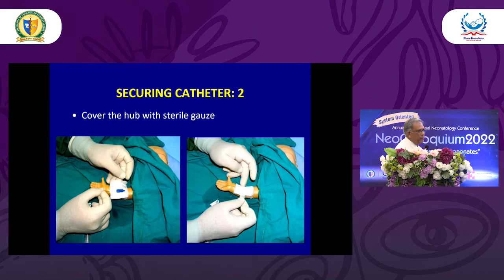If this is a hub type of long line, we put a gauze piece between the skin and this hub, just to prevent it from pricking the baby, so that the baby is comfortable. Then we fold this part over the hub like this, and over that we put a steri strip. All of the material that will come into contact with the long line is sterile.